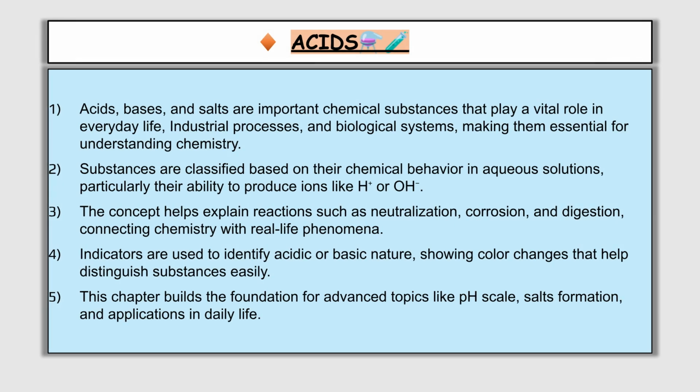Acids, bases, and salts are fundamental chemical substances used across industrial and biological systems. Their classification is based on the production of H+ or OH- ions in aqueous solutions. These concepts clarify important reactions such as neutralization and are identified using indicators that show characteristic color changes.